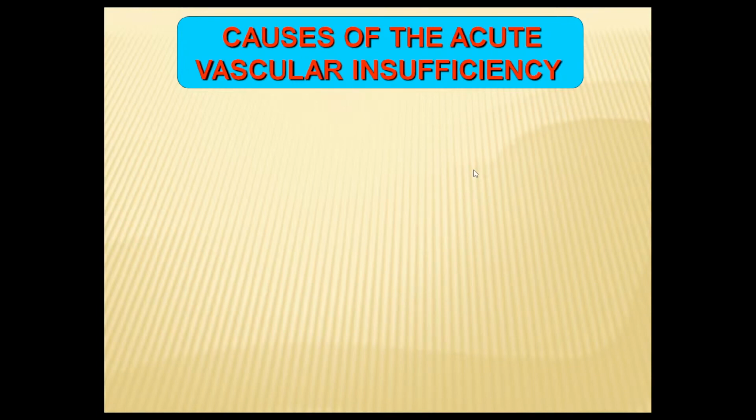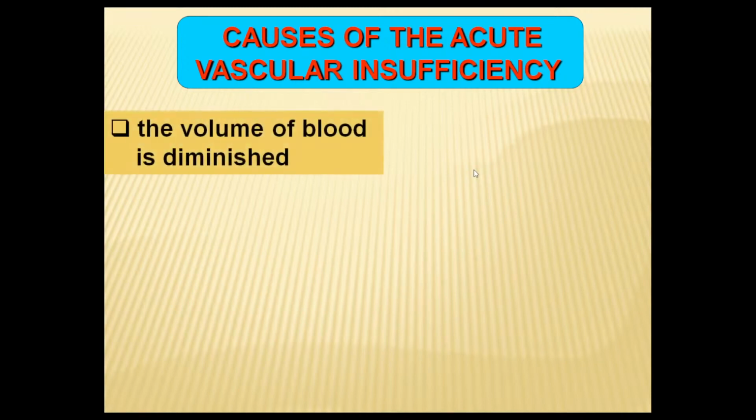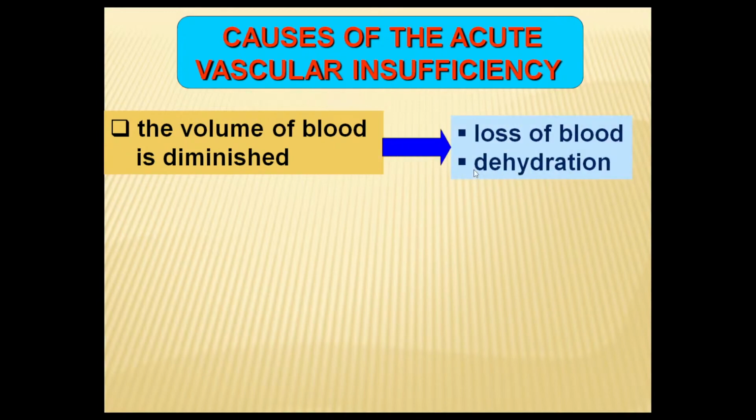This is characteristic for vascular insufficiency. It appears when the volume of blood diminishes due to bleeding, severe bleeding, when the patient loses blood, or progressive dehydration, because of loss of blood plasma. You know that blood is formed from cells and plasma.